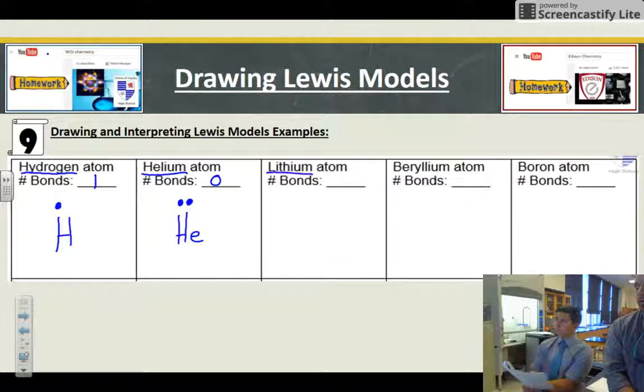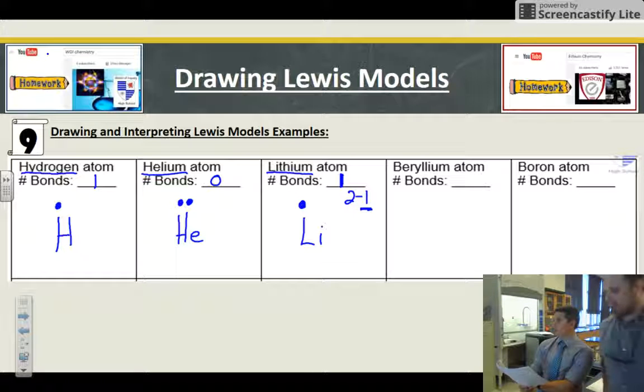That is correct. We've got lithium. That's Li. Capital L, little i. There is one valence electron. Its electron configuration is 2-1, and valence is that last number. Look, its valence electron configuration looks just like hydrogen. Very good. And how many unpaired electrons? 1. So it will form 1 bond.